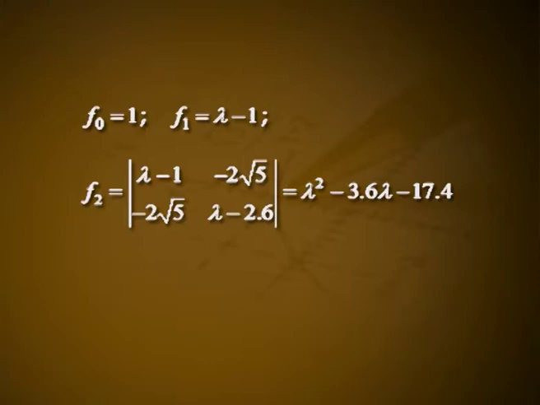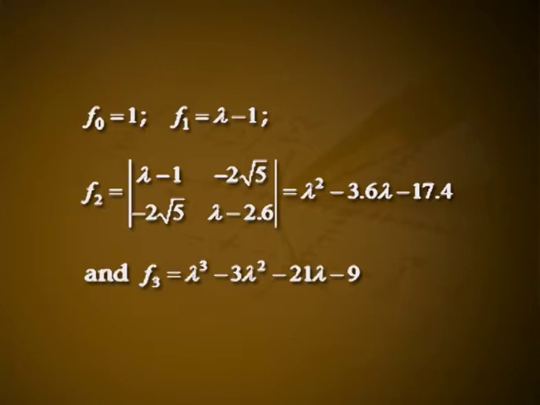With Sturm sequences f0 equal to 1, f1 equal to lambda minus 1, f2 equal to the determinant of lambda minus 1, minus 2 root 5, minus 2 root 5, lambda minus 2.6, that is equal to lambda square minus 3.6 lambda minus 17.4, and f3 equal to lambda cube minus 3 lambda square minus 21 lambda minus 9.